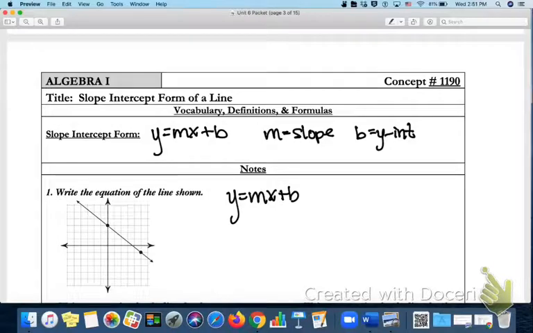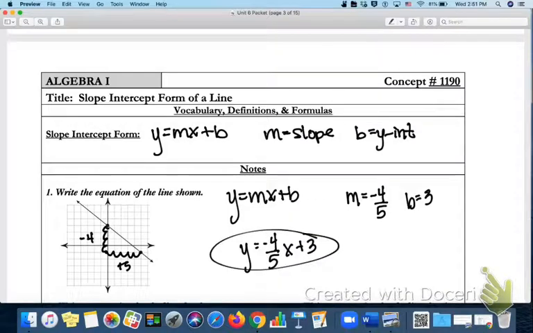I'm going to start with the point on the left. I'm going to have to go down 4 spaces and to the right 5, giving me a slope of negative 4/5. The y-intercept, or the b value, where does that graph cross the y-axis? That's the vertical axis. From the origin, I would have to go up 3 spaces, which means that my y-intercept is 3. Once you've identified the slope and the y-intercept, you're going to substitute those back into the formula. Y equals negative 4/5 x plus 3.